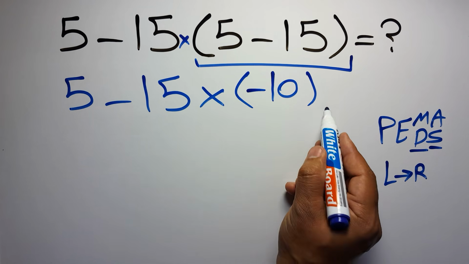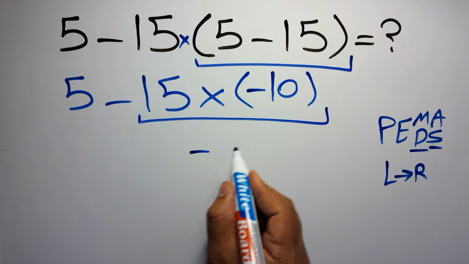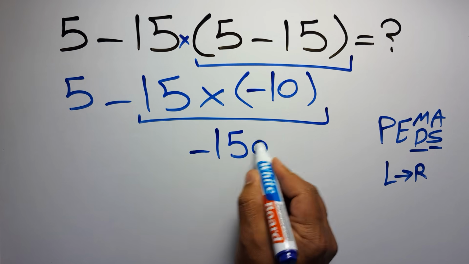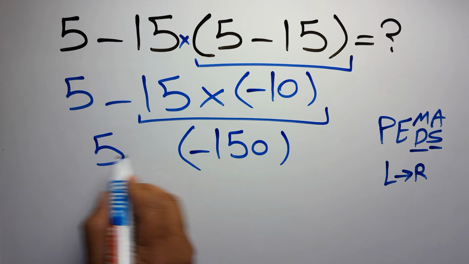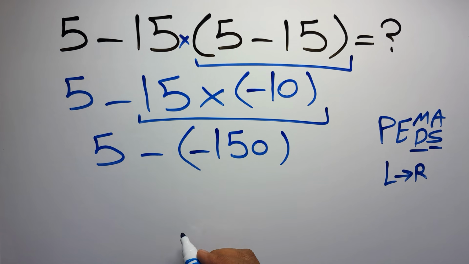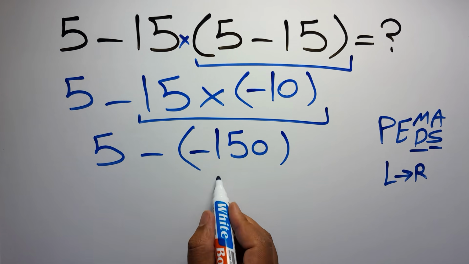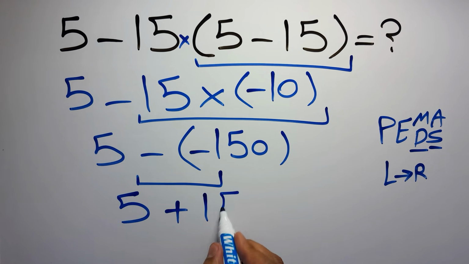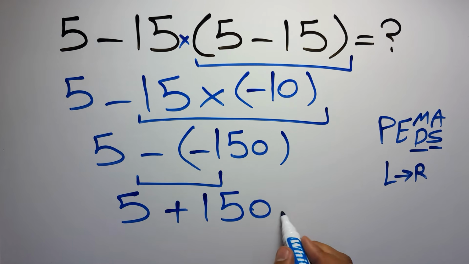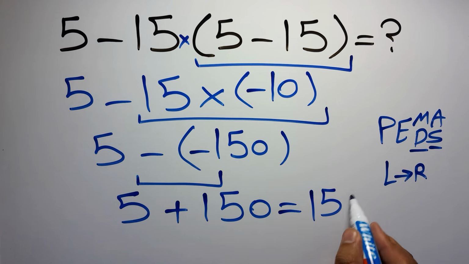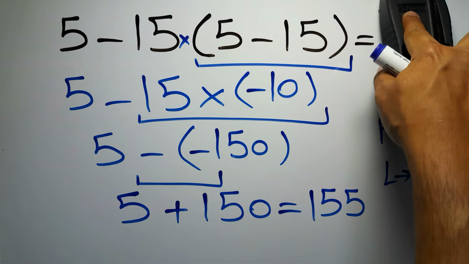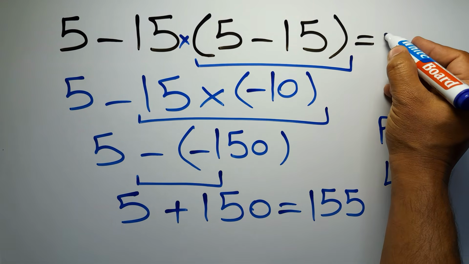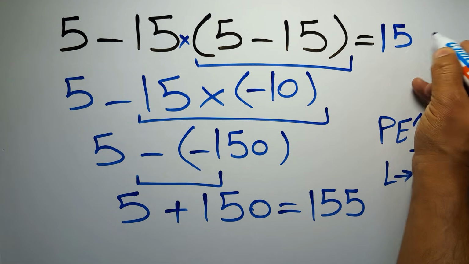15 times negative 10 gives us negative 150. So we have 5 minus negative 150. Now negative times negative gives us positive. So we have 5 plus 150, which equals 155. And this is our final answer to this problem. The correct answer is 155.